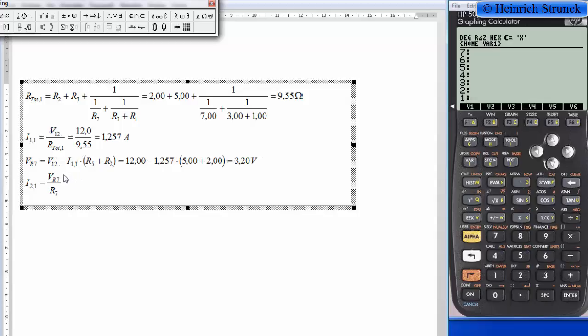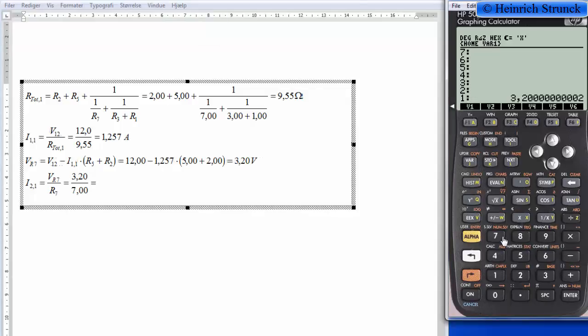And we can make the calculation. We got 3.20 volts and the resistance of R7 is 7 ohm. And we got a current of 457 milliamp.